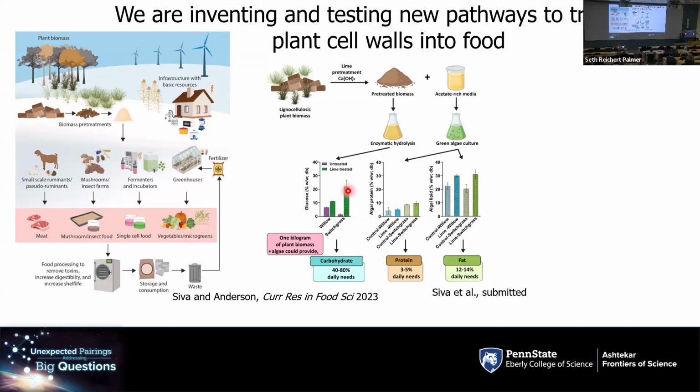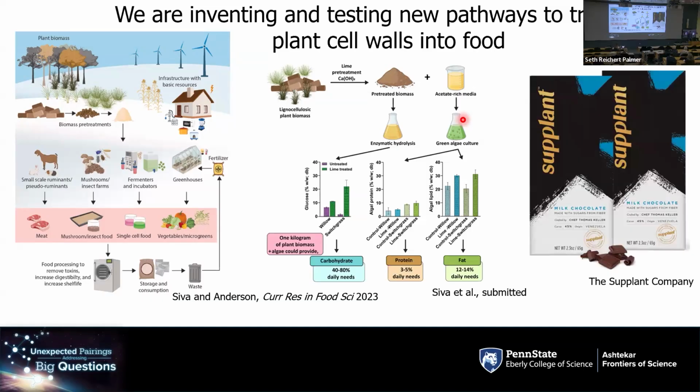But if we're just eating glucose, I'm sure you've all experienced that at various times in your life, Halloween, things like that, right? When you're just eating a bunch of glucose, it's okay, but you wouldn't want to have that diet for the rest of your life. And so the thinking is that we can produce these other parts of the sort of nutritional balance for humans using things like algae and mushrooms to sort of balance out the calories that we would get from lignocellulosic biomass.